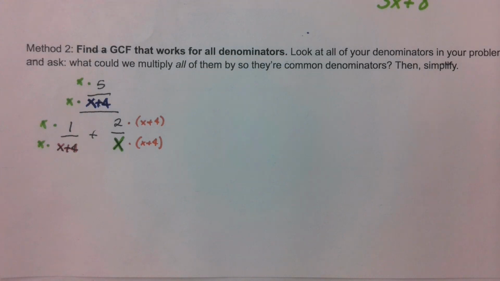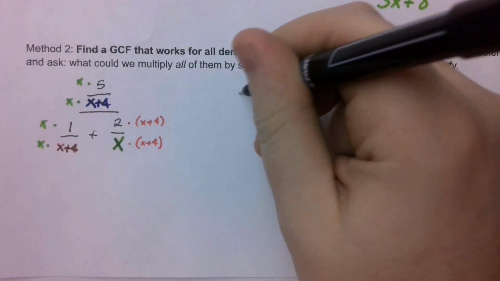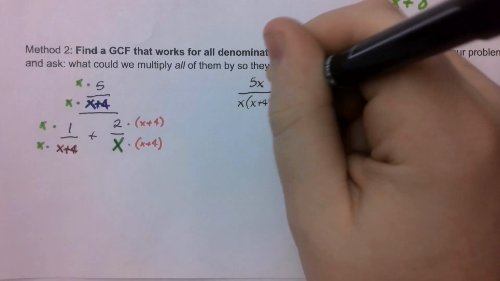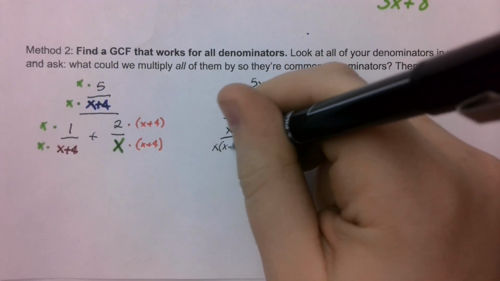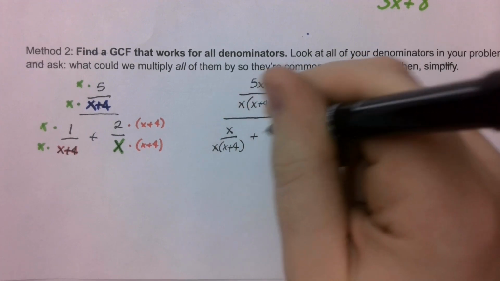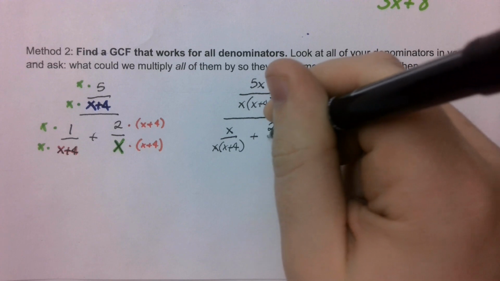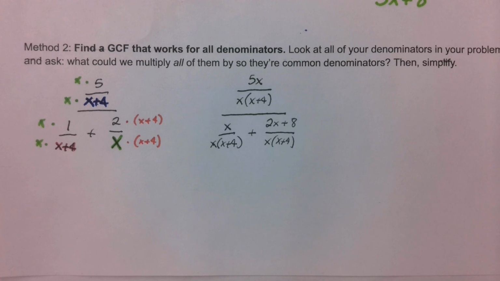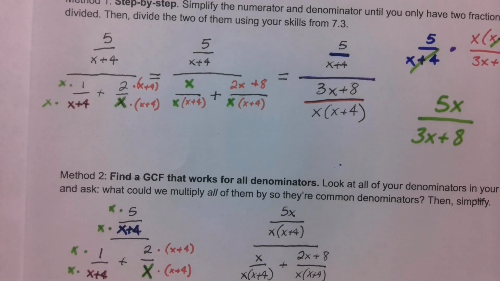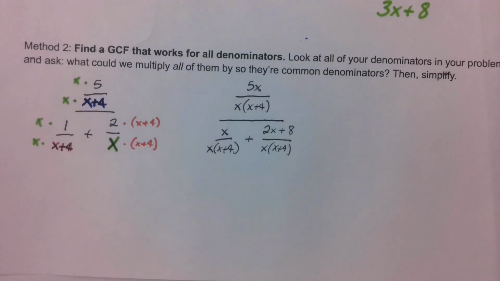So if we were able to put all of these together, what would we end up with? We end up with 5x over x times x plus 4 divided by x over x plus 4 plus 2x plus 8 over x plus 4. Whew, boy, what a mess. But you may notice that this looks exactly like the previous step up here, all in one go. That means it's going to be easier for us to simplify. We just have to repeat the same steps as before.